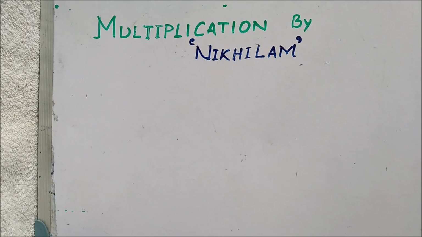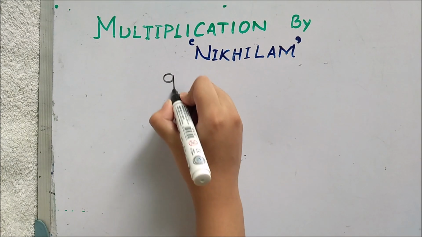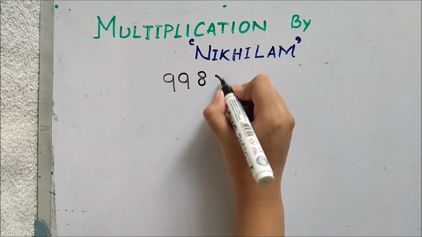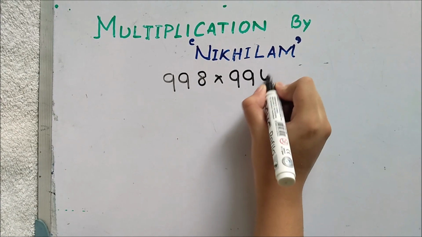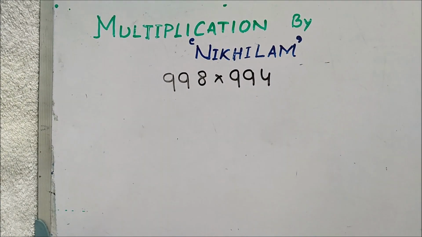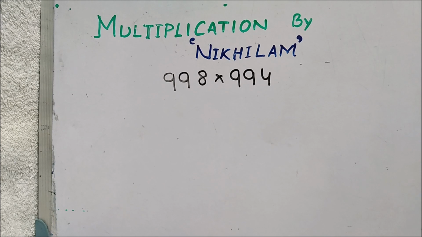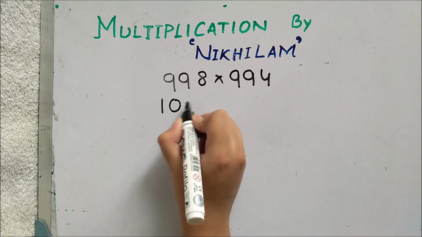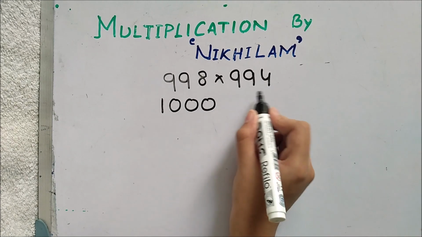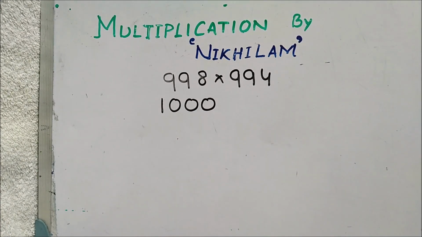Now we will take the third example as 998 into 994, which looks much more difficult than the previous one, but it is much easier than the previous one. Like previously, we will take the base as 1000, since this is a 3-digit number and it is less than 1000 and near to 1000.